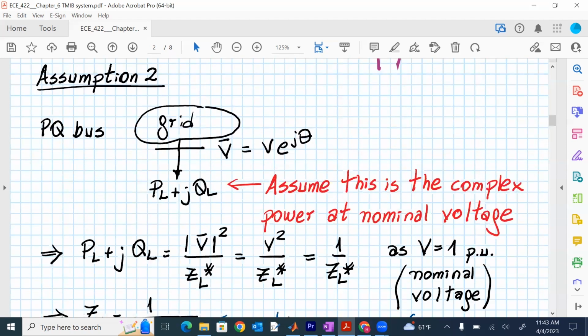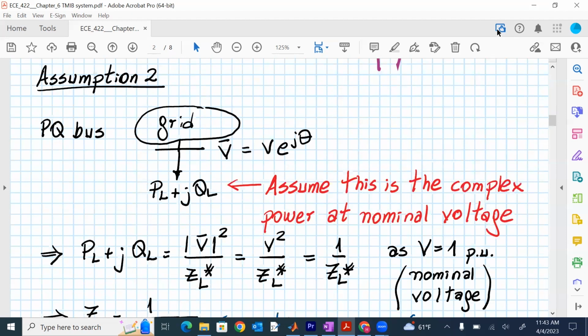The assumption two, we're going to assume that all loads are modeled as constant impedance. So the assumption we're going to make is that the given power we have for the load, the consumed power, is going to be the power absorbed at nominal condition.